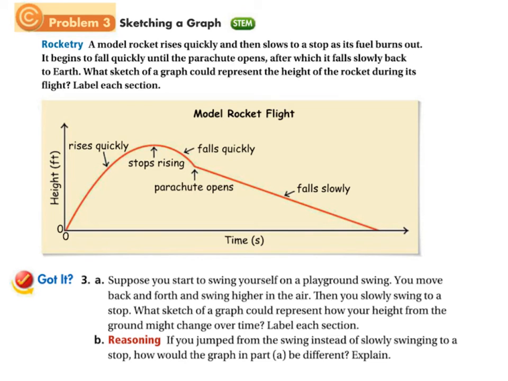Here's your situation. Suppose you start to swing yourself on a playground swing. You move back and forth and swing higher and higher in the air, okay? Then you slowly swing to a stop. What sketch of a graph could represent how your height from the ground might change over time?